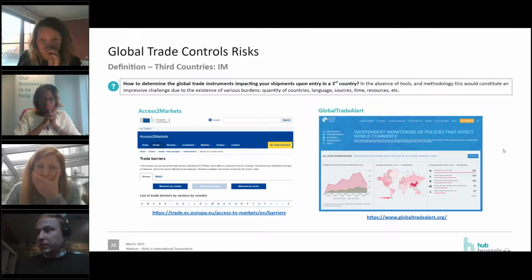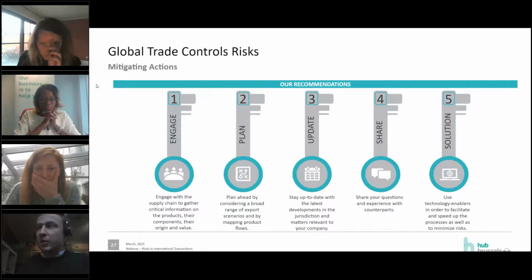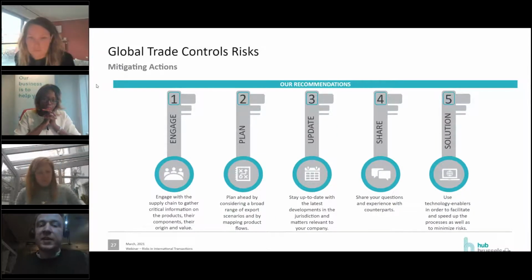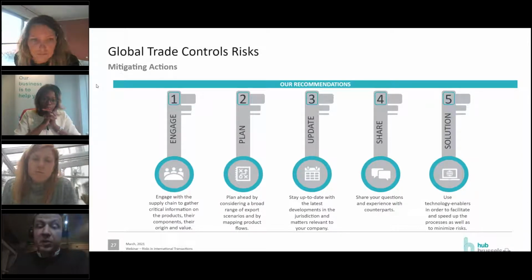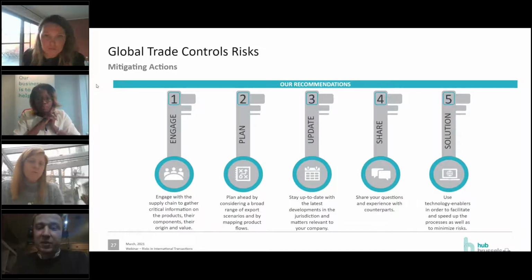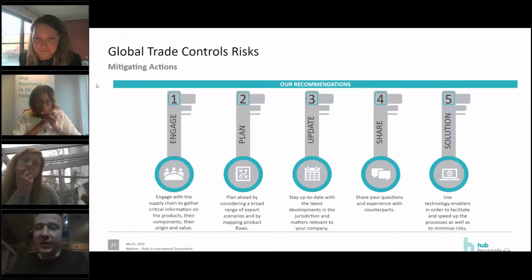And yeah, maybe as general recommendations or general mitigating actions, we suggest indeed, as mentioned by Elena in the introduction, to engage with your entire company. So this is not only a trade compliance or customs or logistic issue or question. Everyone should be involved: supply chain, product engineers, etc. Plan, so consider a broad range of export scenarios.